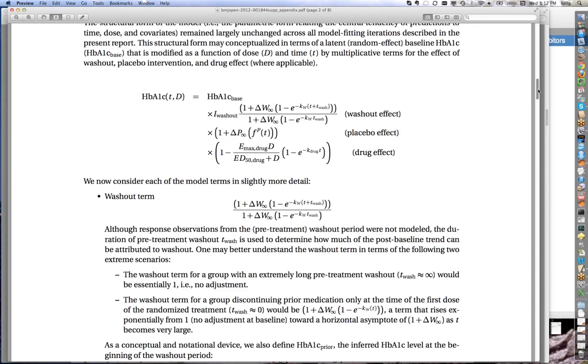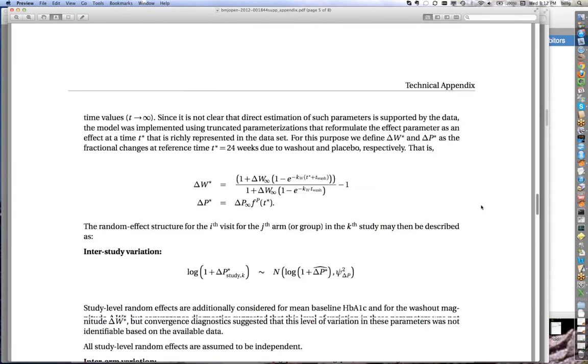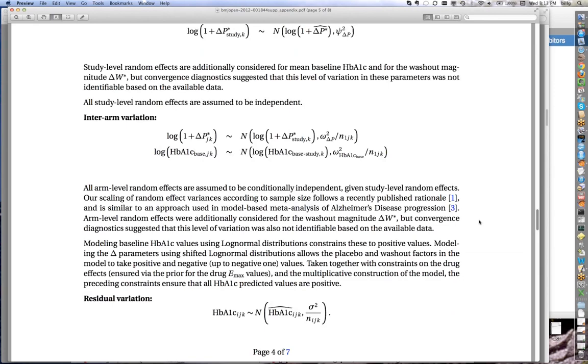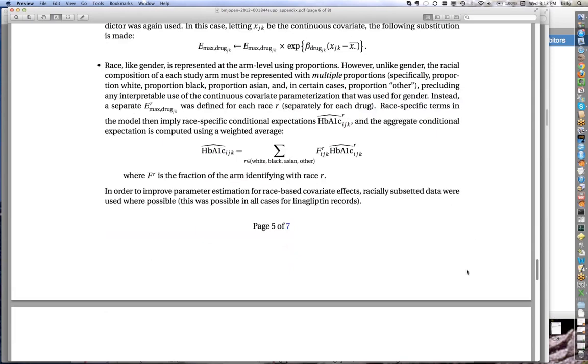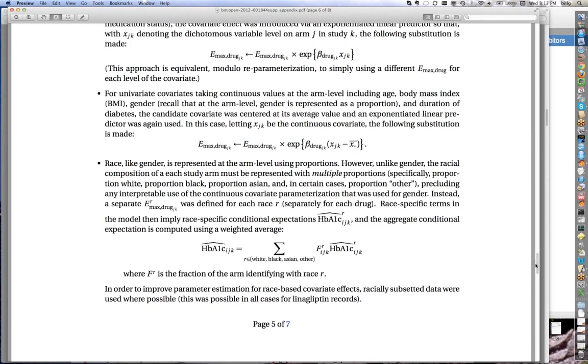Let's see, did I want to hit on any of the other specifics here? Probably not. They go into more detail about some of the components and justifications around them. There were a couple of hopefully reasonably clever attempts at trying to constrain some of the parameters so that they had appropriate properties. It does talk a bit about some of the covariates. In particular, there were some ethnic differences. I believe there were some measure of body size brought into it. Then they talk about the priors. We won't go into that.